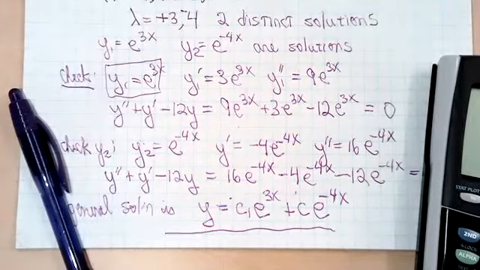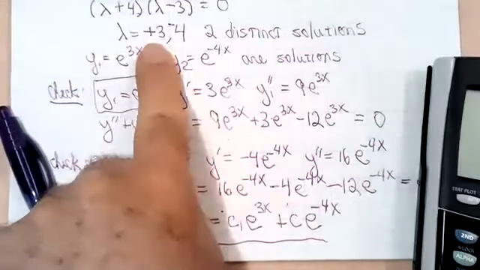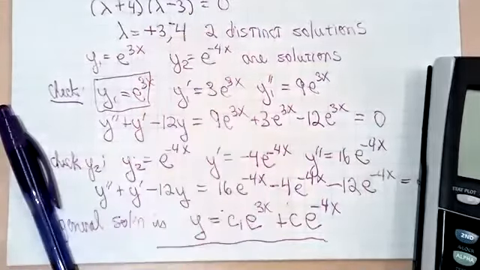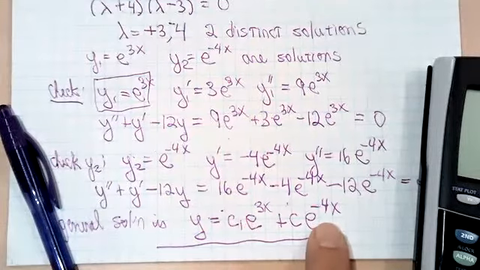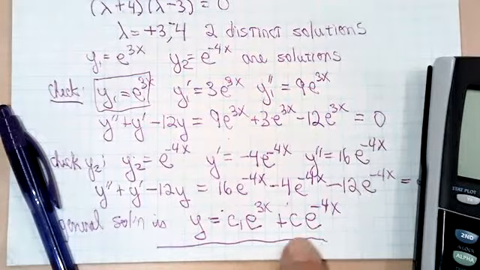So what do you do if you get two distinct roots to the characteristic equation? Well, in this case, we got 3 and minus 4 as the two roots. And you notice they occur here, 3 and minus 4, as the coefficients of x or t or whatever the independent variable is in your general solution. Make sense?